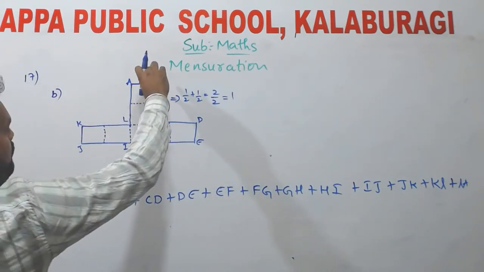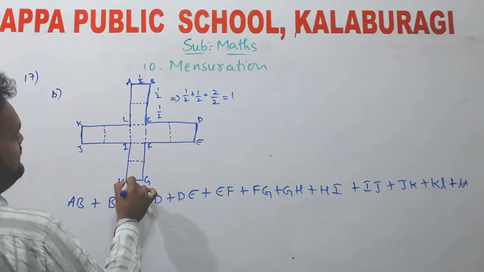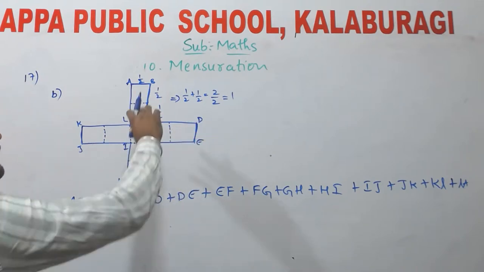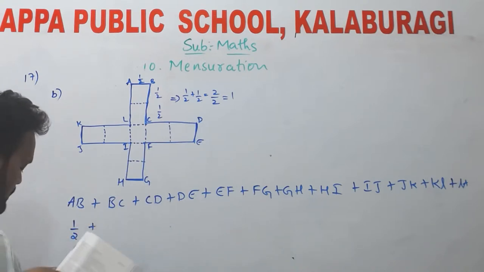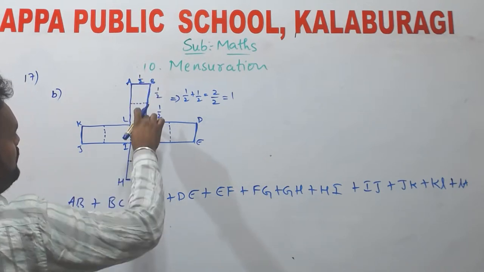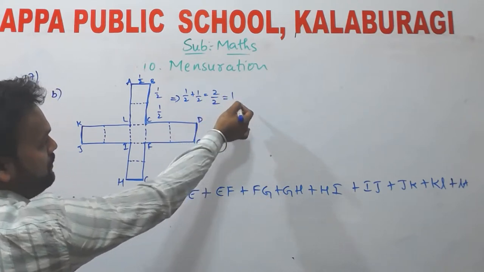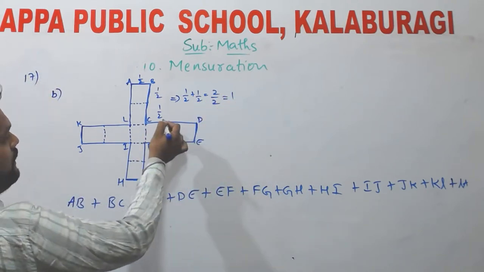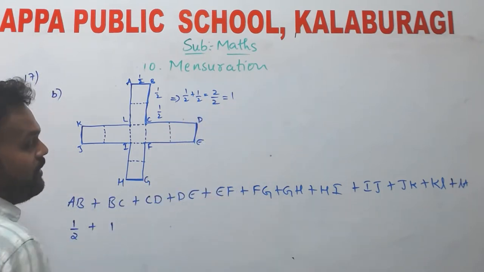Now AB means half, KG means half, DE means half, HG means half, like this. Okay, so remaining all is 1, 1, 1. Now AB is 1 by 2 plus, again BC means 1, so B to C is 1. That is 1 by 2 plus 1 by 2, it is 2 by 2, it is equal to 1. Then C to D, this also 1 by 2, this also 1 by 2, 1 by 2 plus 1 by 2, 2 by 2 is 1.